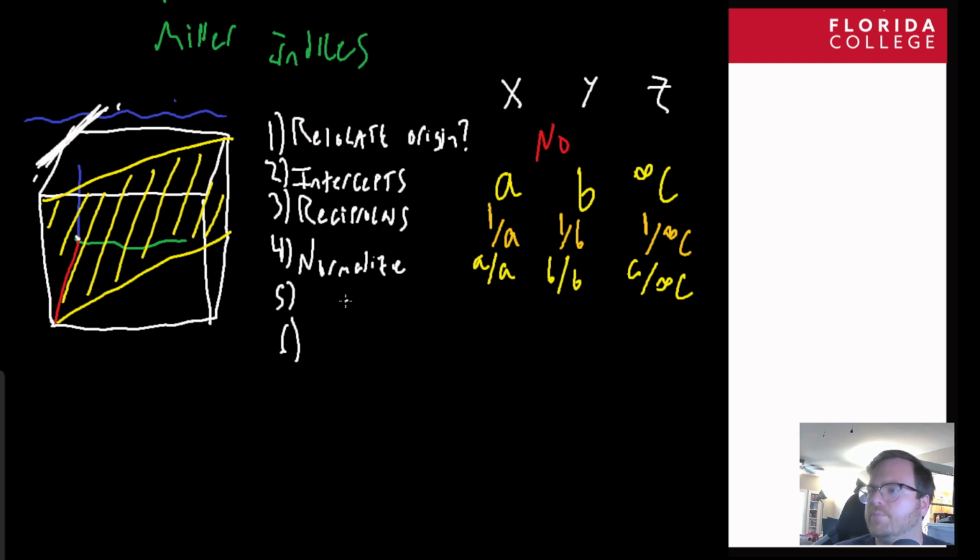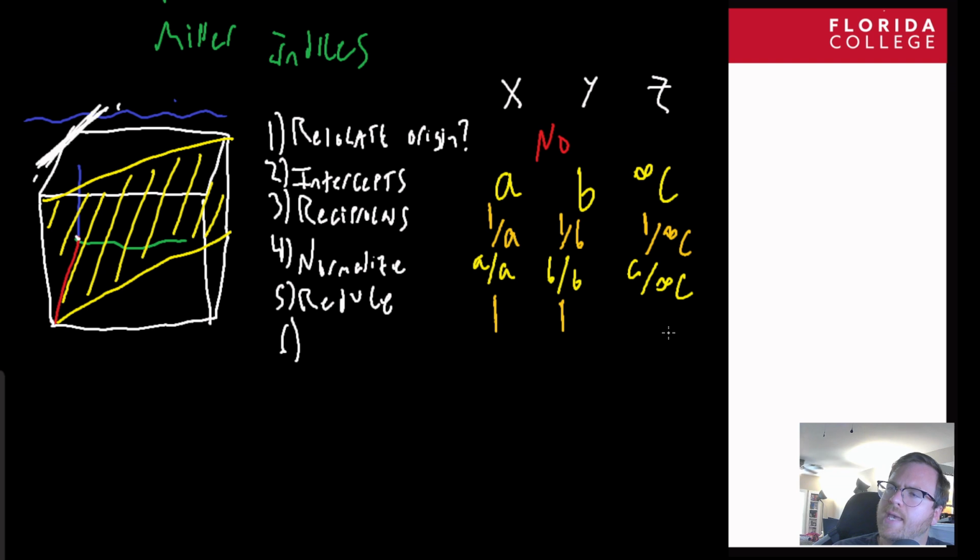Step 5. We now reduce to the smallest integer values. Well, a over a is 1, so we're just going to put 1. B over b is 1. And then c over infinity c. So now think about that for a minute.